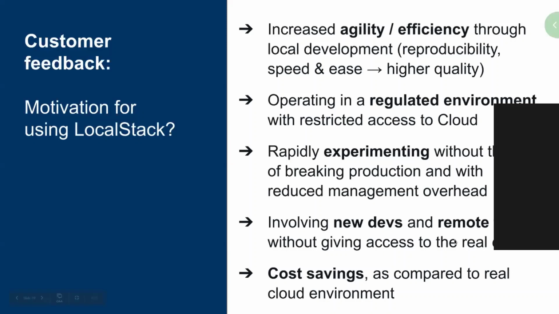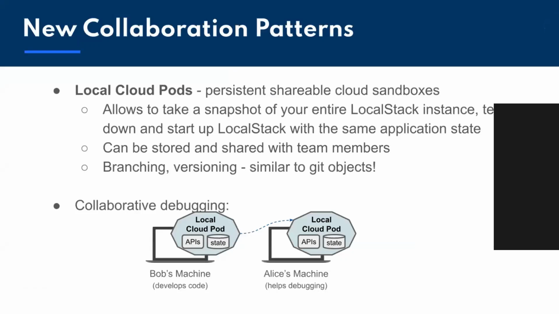And Thomas, if you can go to the next slide, please. In general, what we're focusing on more and more, as I said, is team collaboration, which is very dear to us. It's a new collaboration pattern we call local cloud pods, and this is a persistence mechanism for you to have shareable sandboxes of your AWS cloud environments that you're creating locally and can share with your team members and colleagues across the CI/CD pipeline. You can think about this as a way to do branching and versioning, very similar to how you work with Git objects. You now have it with your entire application state of your LocalStack instance.